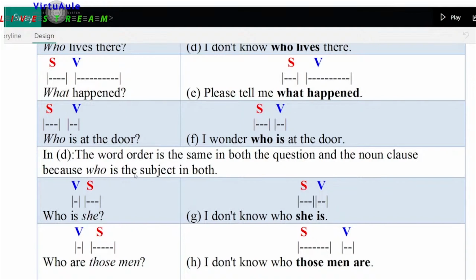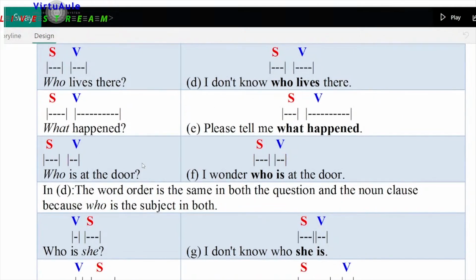Okay, so the word order is the same in both the question and the noun clause because who is the subject in both, right? Who lives there? I don't know who lives there. Okay, these are not really so common, these subject questions. Okay, there's only two words that you can use to form a subject question: who and what.